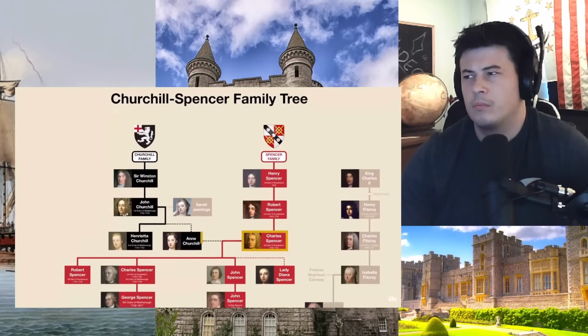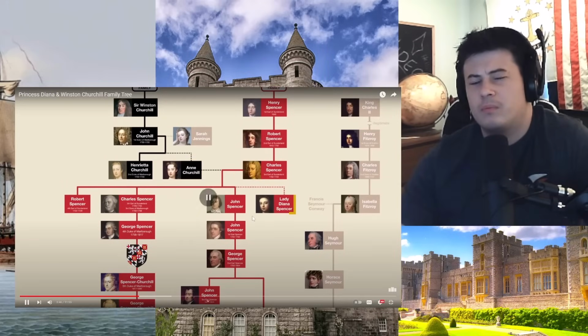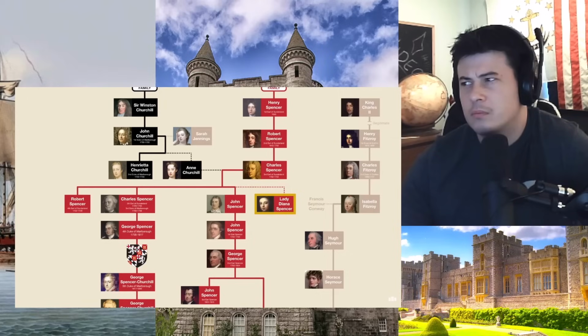He married Anne Churchill, and they had 3 sons and 1 daughter. Their daughter was Lady Diana Spencer, and she became the namesake for the future Princess of Wales.